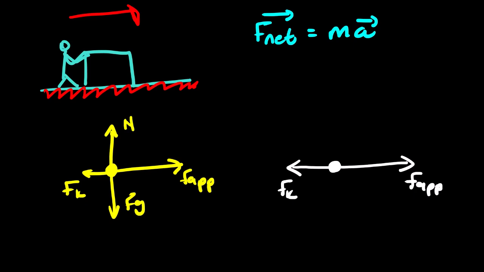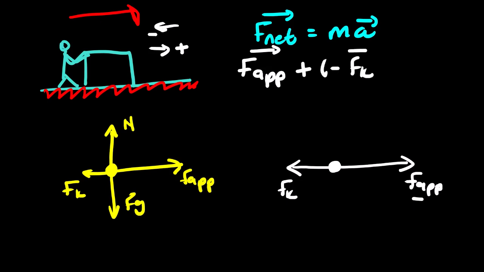So writing an equation so that we can solve, we are going to consider left as negative and right as positive. We can see that our force applied is in the positive direction, plus negative Fk, equals ma. And then solving this, we are going to have something like this.